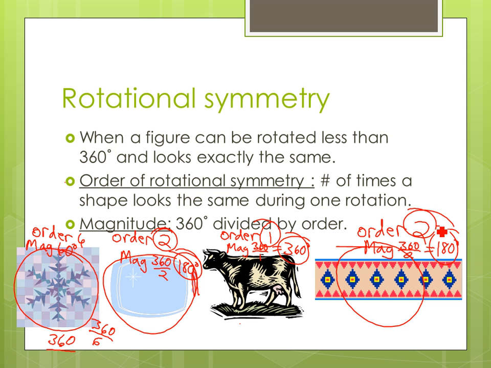Don't get this confused with lines of symmetry. If we were looking at the snowflake and we wanted lines of symmetry, there would only be 3 lines of symmetry. The order is 6 for rotational symmetry, but the lines of symmetry is something different. And don't forget, everyone, when you're doing rotational symmetry, you're looking for some point right in the middle that you're rotating that shape around.